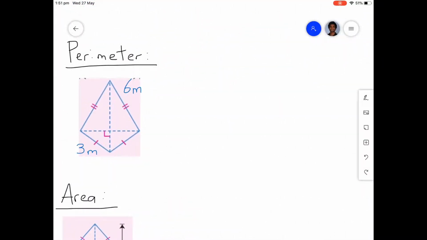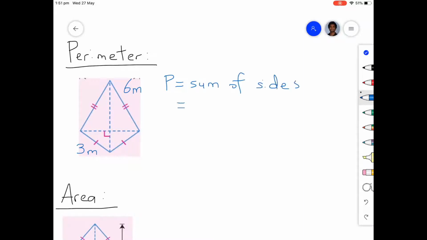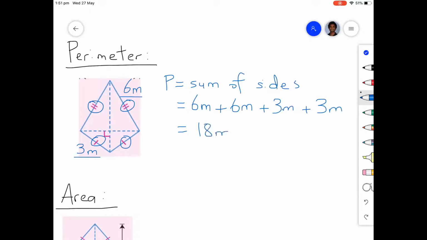So with perimeter, remember our formula is just the sum of all sides, so we need to add together our side lengths. Remembering what these little lines mean here, our first side that we can see is 6 meters, but we know that the side right next to it is also 6 meters, plus the other two sides at the bottom are both 3 meters. And we know that because they both have one line. So adding together 6 meters plus 6 meters plus 3 meters plus 3 meters, in total we'll have 18 meters.